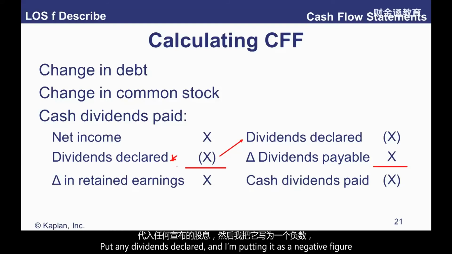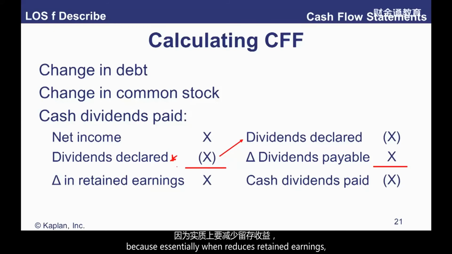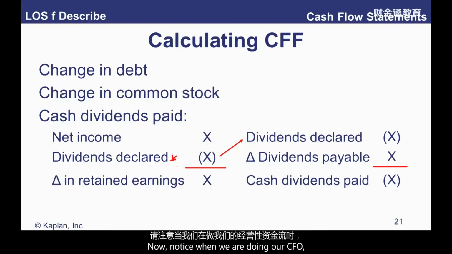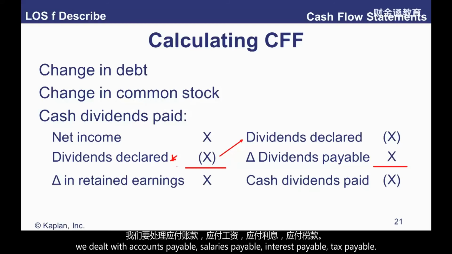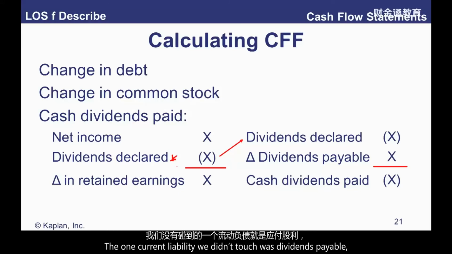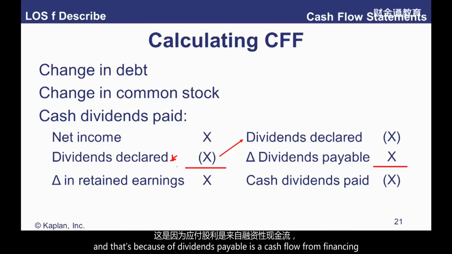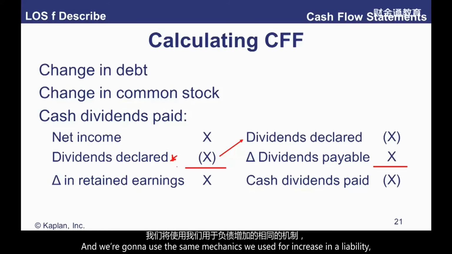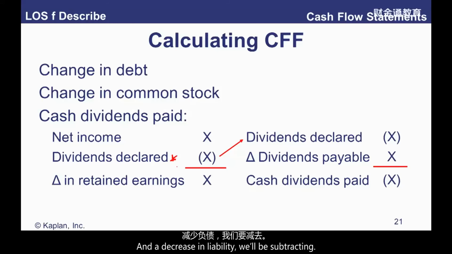Put in your dividends declared, and I'm putting it in as a negative figure because essentially it reduces retained earnings. That's why I put it in a bracket here. Then go into your balance sheet and look for any dividend payable liability. Now notice, when we were doing our CFO, we dealt with accounts payable, salaries payable, interest payable, tax payable. The one current liability that we didn't touch was dividends payable. And that's because dividends payable is a cash flow from financing, not a cash flow from operations. Now, when we look at our dividends payable, it was 2,000, it's gone up to 12,000. And we're going to use the same mechanics that we used. An increase in a liability we're going to be adding, and a decrease in a liability we'll be subtracting.